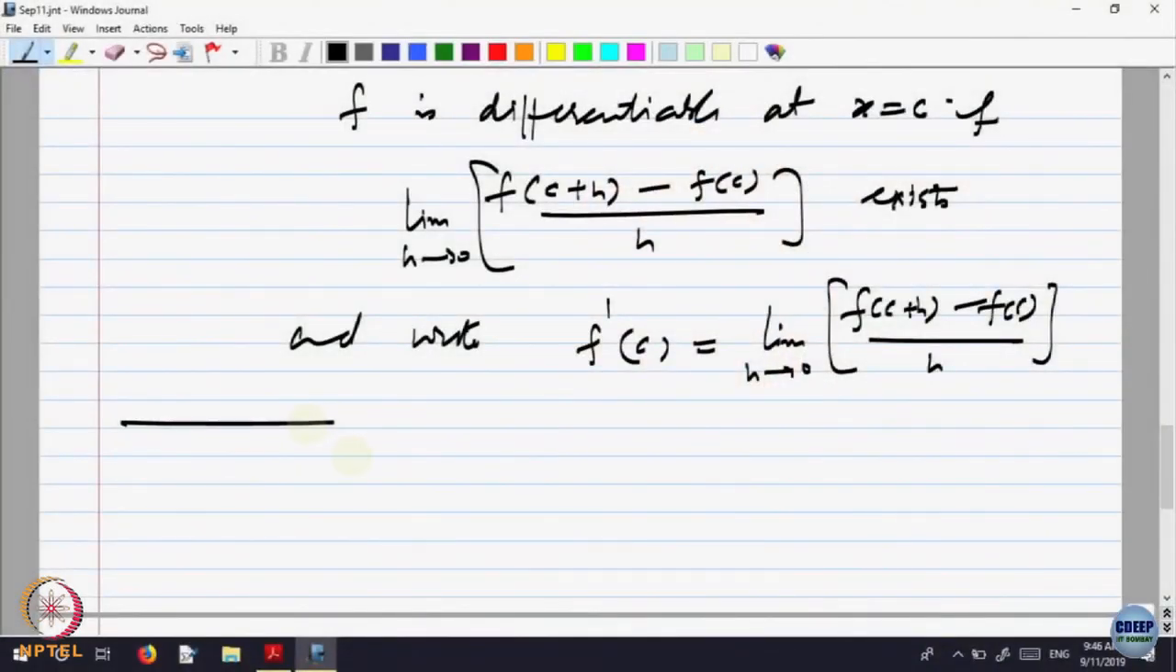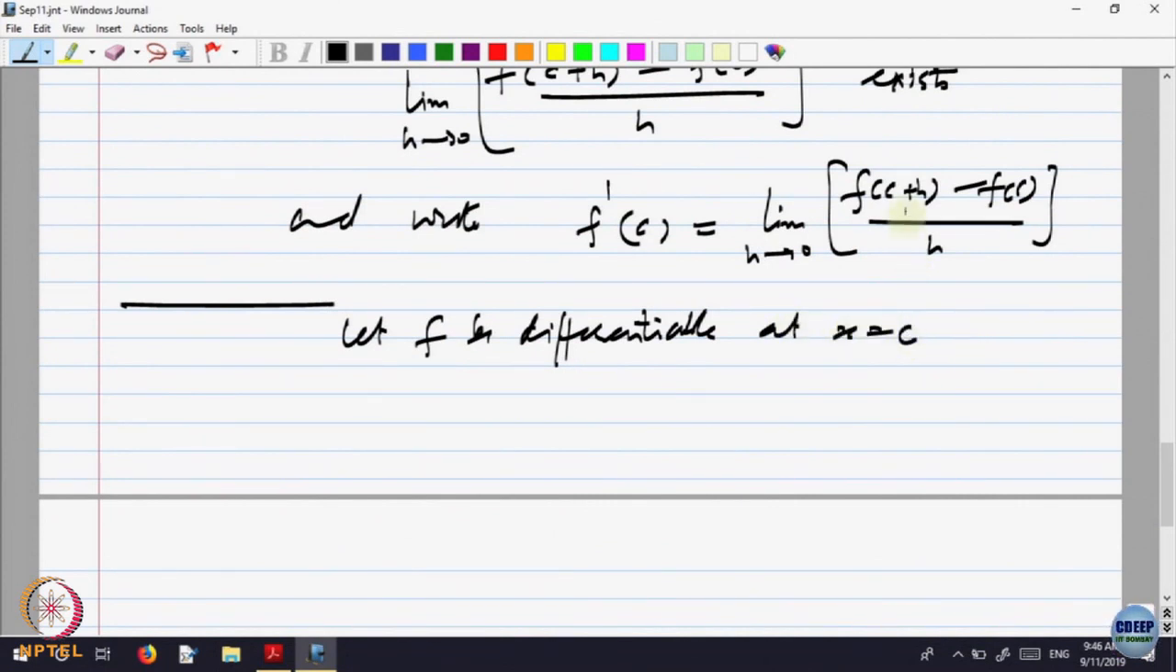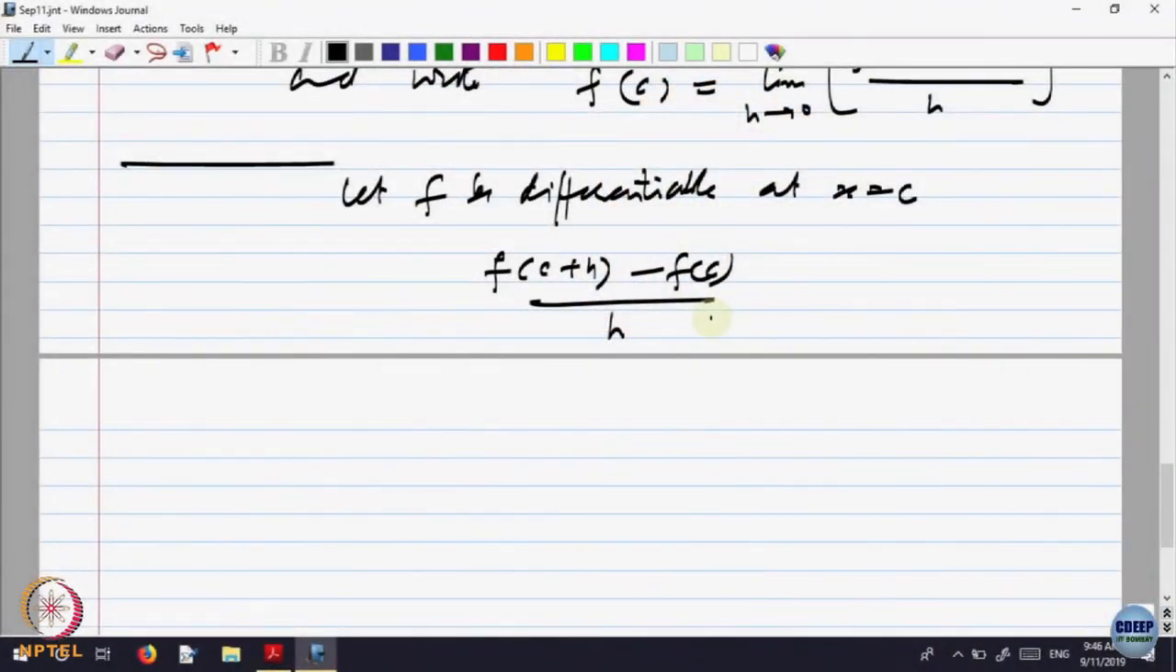Let me give another interpretation of the derivative which is useful. So, let us say, let f be differentiable at x is equal to c. Then what is this quantity, f of c plus h minus f of c divided by h? What does this represent? Geometrically, this represents the slope of the chord joining the points at c and c plus h, right? So, this is not the slope of the tangent. It is an approximation to the slope of the tangent, you can look at it that way. What is the actual value of the slope? f dash of c. So, that is the difference between the two.